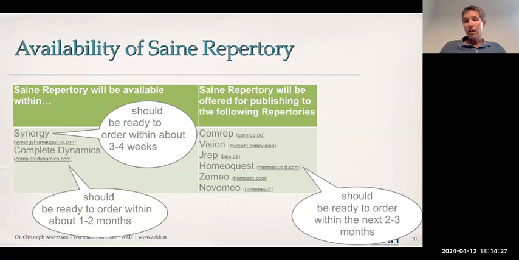They are offered to publish the repertory, but we don't know yet if they want to do it. I suppose most of them will want to sell it also, but we don't have feedback from them yet. So far we know that it will be within Synergy and it will be within Complete Dynamics, but we don't know yet if the others will sell it, but I suppose so.